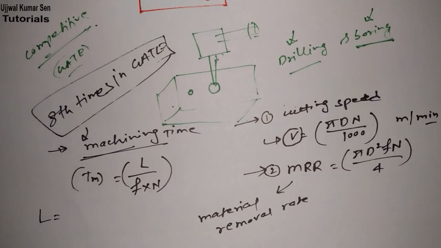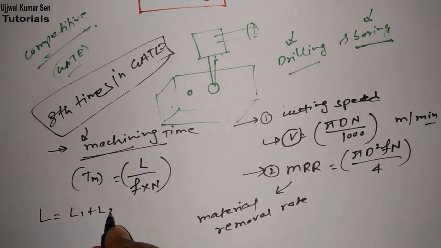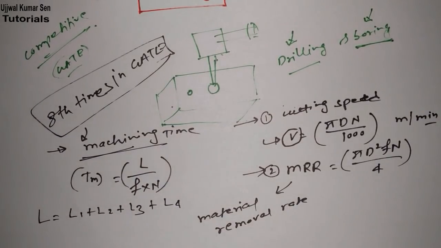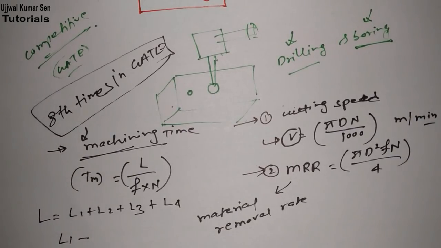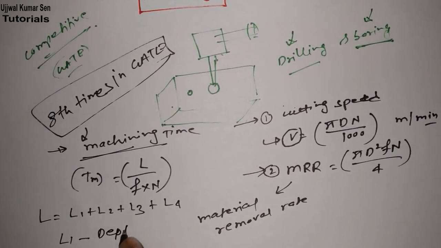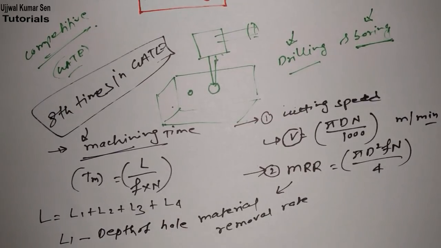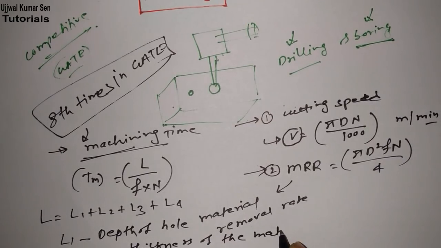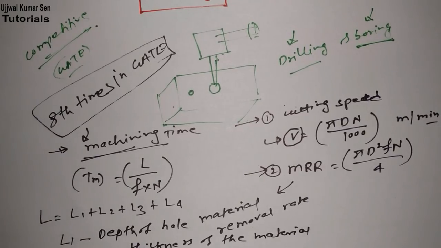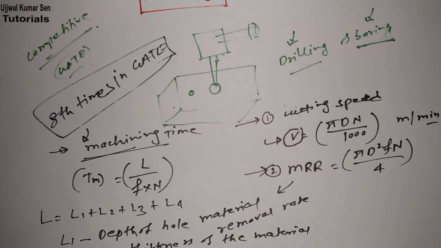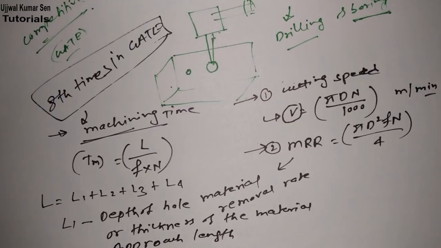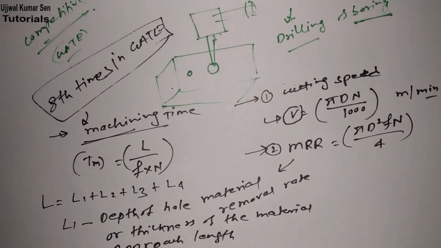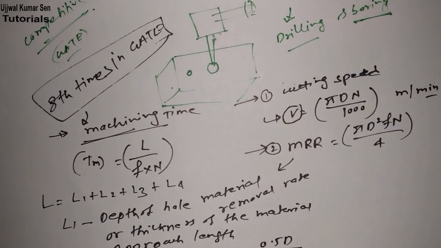So L, the most important thing is the L. L is equal to L1 plus L2 plus L3 plus L4. What is L1? This is the depth of hole or thickness of the material. Alright, L2. What is L2? Approach length. Alright, what is L3? L3 is length of tip, is equal to 0.5 d by tan theta.